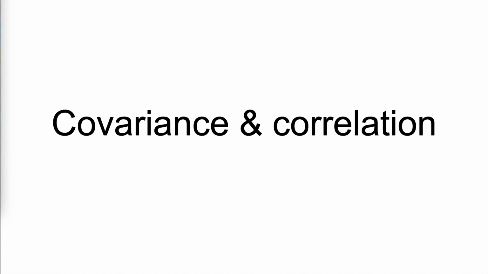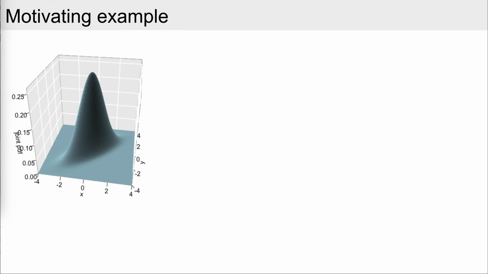In this video, we'll explore the concepts of covariance and correlation. Consider a motivating example. Shown here is the joint PDF of two continuous random variables, x and y. Notice that x and y both vary between roughly -4 and 4. Further, the bigger the x value, the bigger y tends to be.